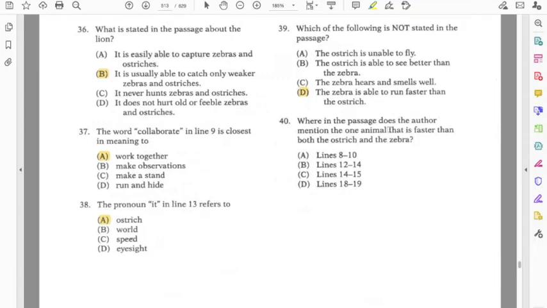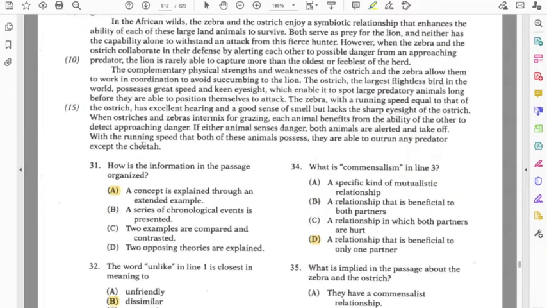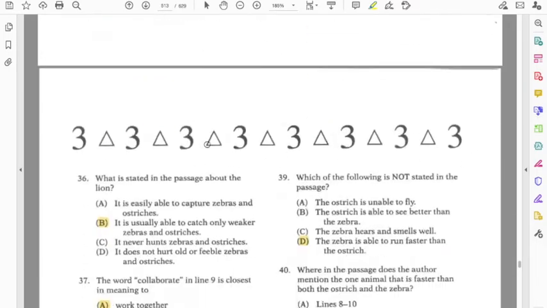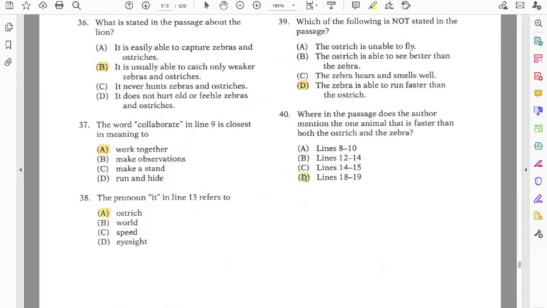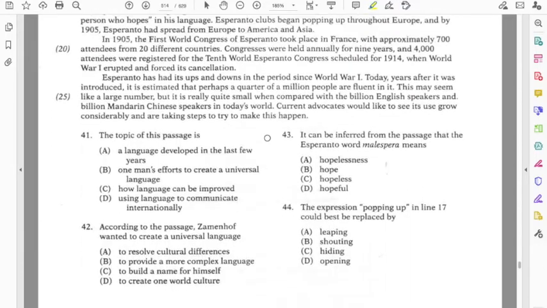Number 40, where in the passage does the author mention the one animal that is faster than both the ostrich and the zebra? Right there at the end, the cheetah. So lines 15, 16, 17, 18, 19, except the cheetah, lines 18 and 19. All right, on to the next passage.